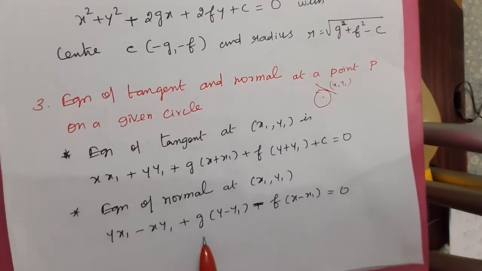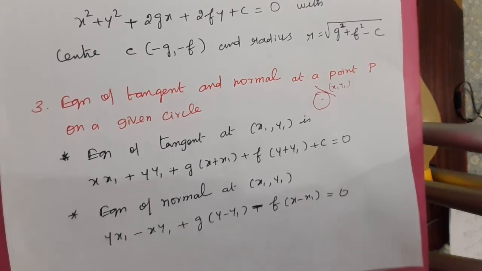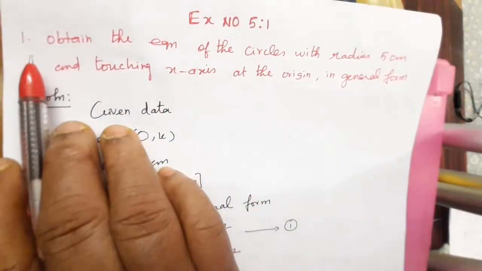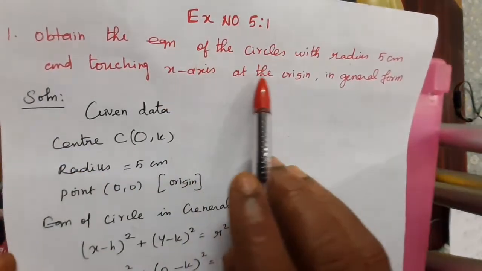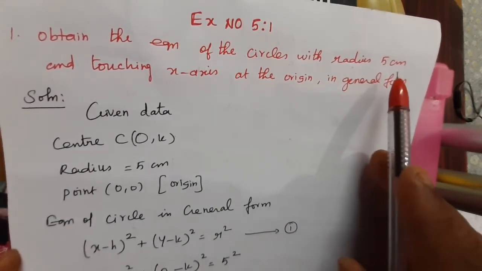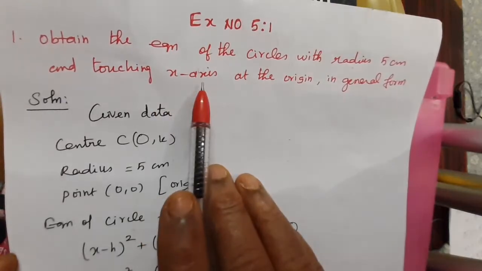Yx1 minus xy1 plus g into y minus y1 minus f into x minus x1 equal to 0. See exercise number 5.1, the first question. Obtain the equation of the circle with radius 5 cm and touching the x-axis.